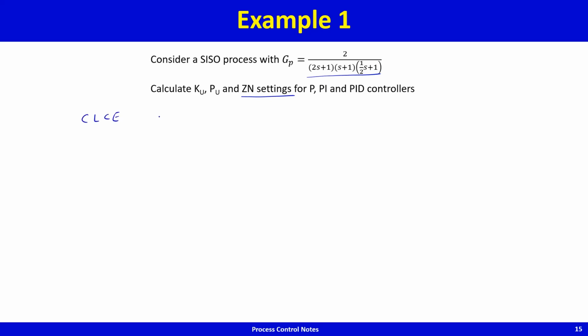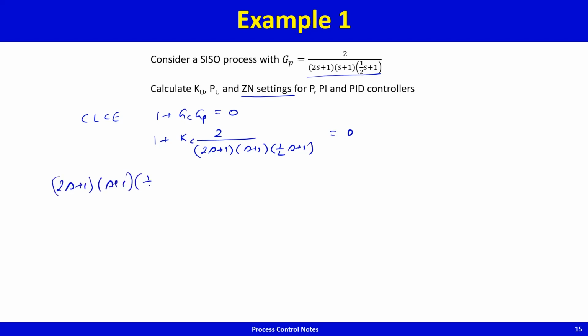The closed loop characteristic equation is 1 plus GcGp is equal to 0. For a proportional controller, Gc is equal to Kc, so therefore we have 1 plus Kc times 2 divided by (2s plus 1) times (s plus 1) times (half of s plus 1) is equal to 0, and therefore we get (2s plus 1)(s plus 1)(half s plus 1) plus 2Kc is equal to 0.